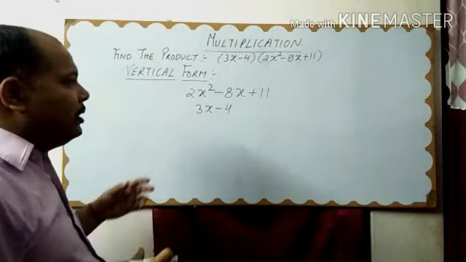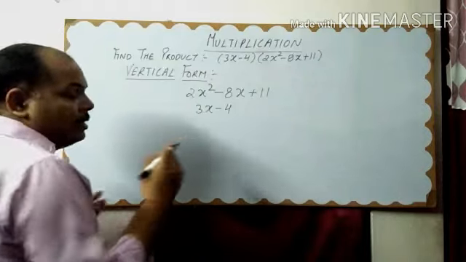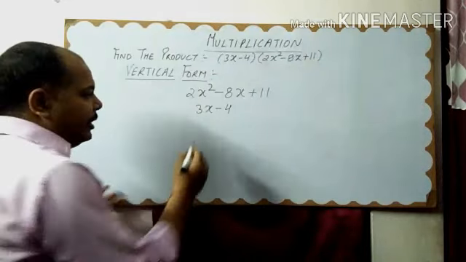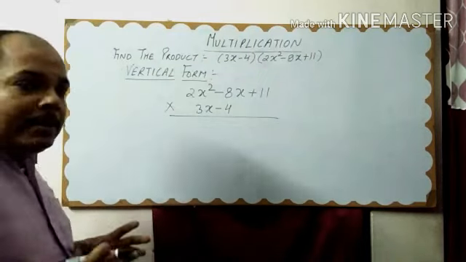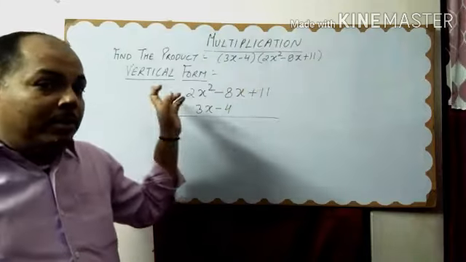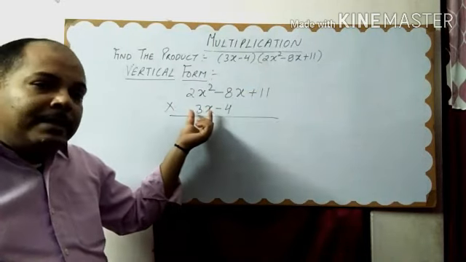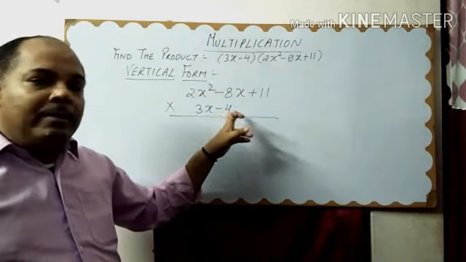In this, it is not necessary to write the like terms below each other, because this is multiplication, not addition or subtraction. Now we are going to multiply. First we multiply all the terms by 3x. After that we will multiply all the terms by -4.